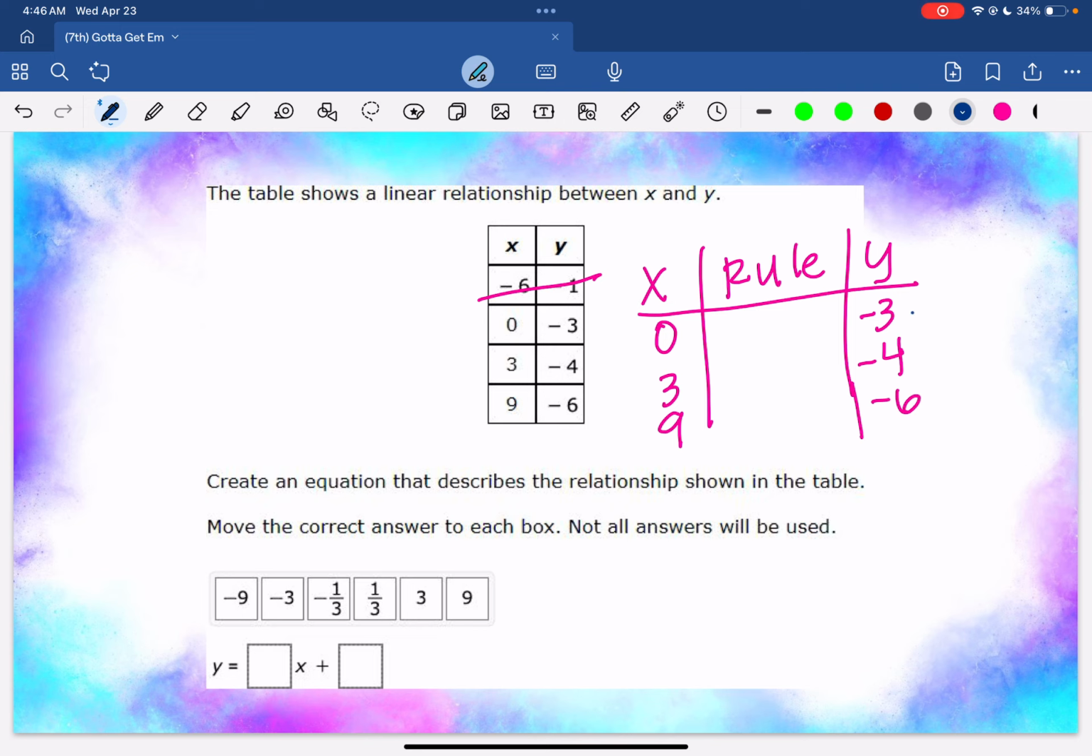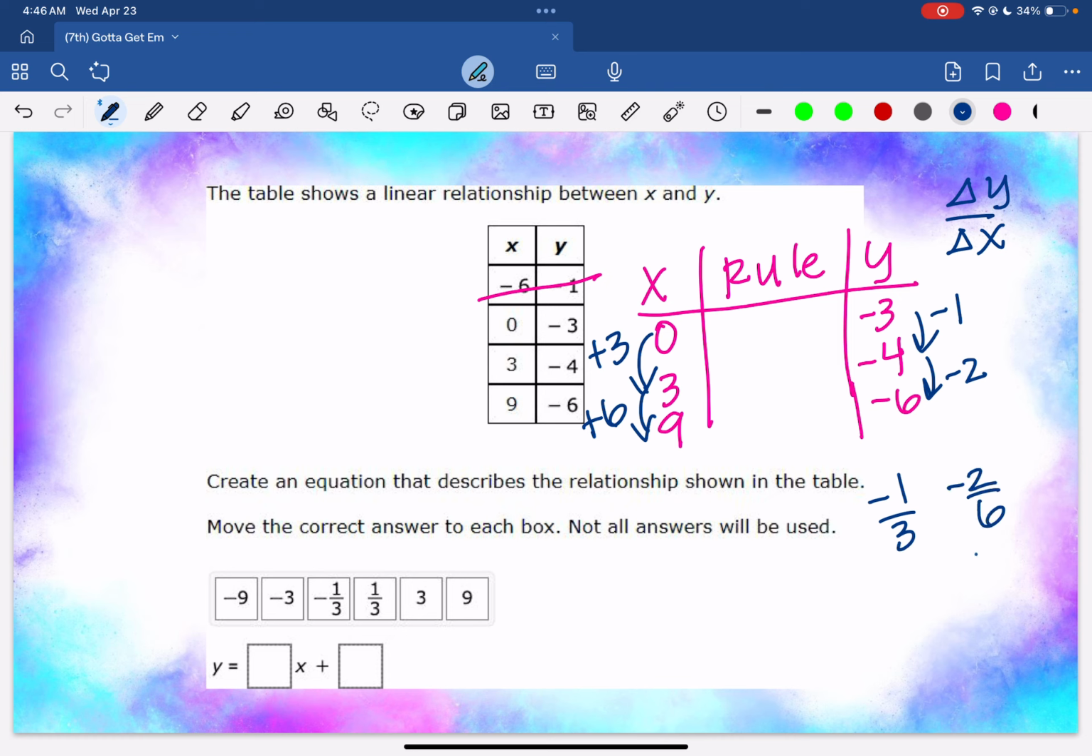It's up to you. Now my change in Y over change in X is my rate of change. So how does negative 3 become negative 4? Minus 1. Negative 4 goes down to negative 6. That's minus 2. Go to the left. How does 0 become 3? Plus 3. How does 3 become 9? Plus 6. So you end up with negative 1 over 3 and negative 2 over 6. And they both simplify to negative 1/3. So you've got, at minimum, your rate of change.